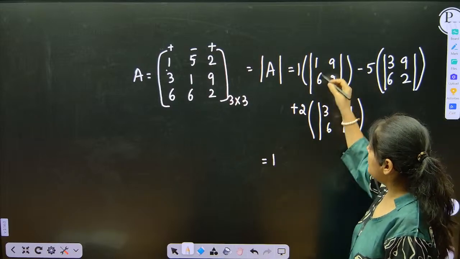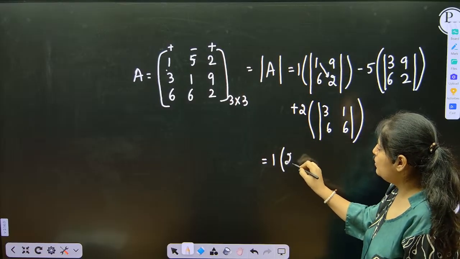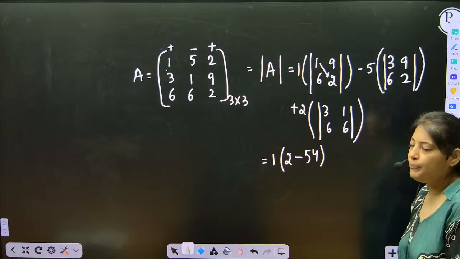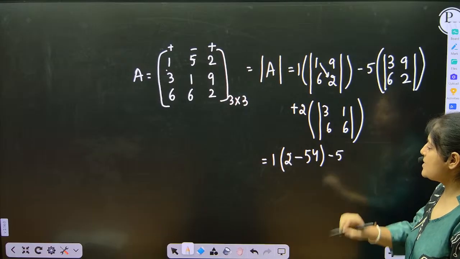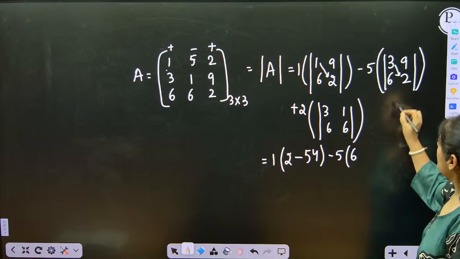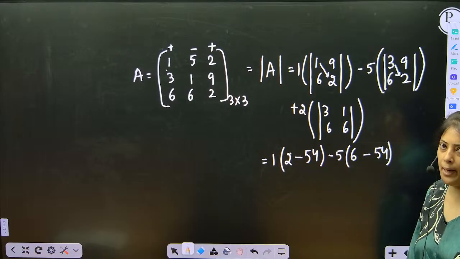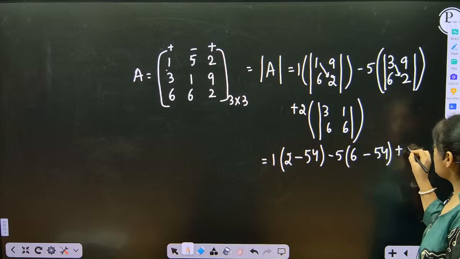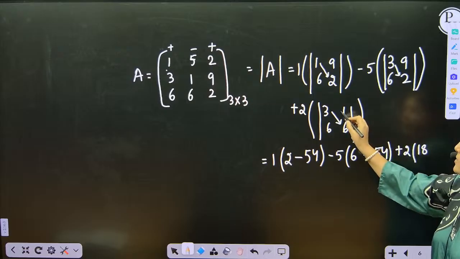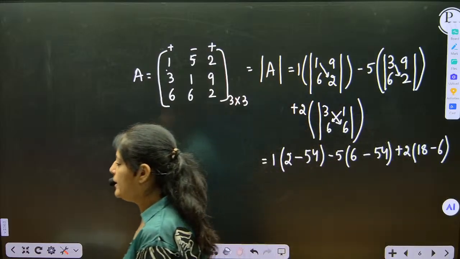Now simplify this. Determinant, cross multiply, minus sign. 1 2s are 2, 9 6s are 54 with minus sign. Outside, minus 5 as it is. Again, 3 2s are 6, 9 6s are 54 with minus sign. Determinant I am opening. This plus 2 as it is. 6 3s are 18, 6 1s are 6 with minus sign. I hope till here I am clear to everyone.